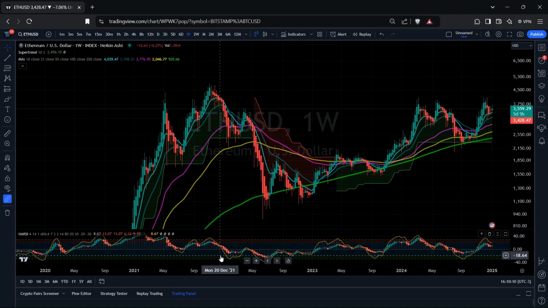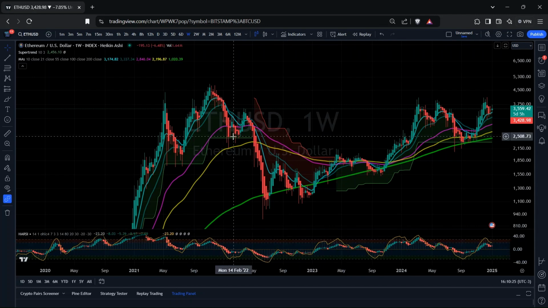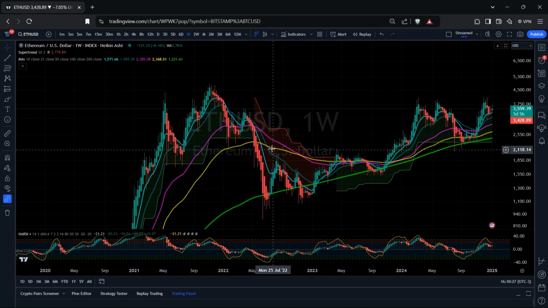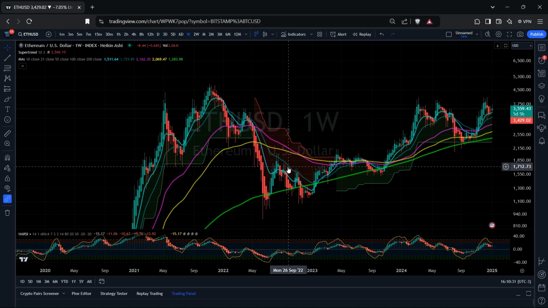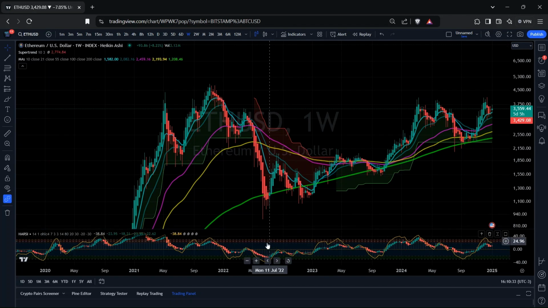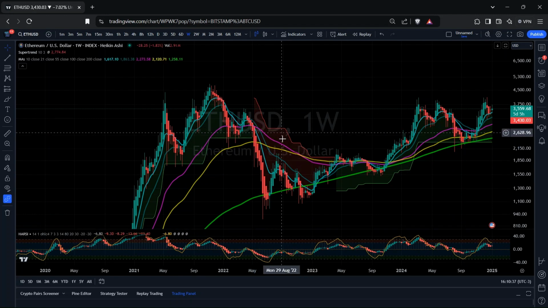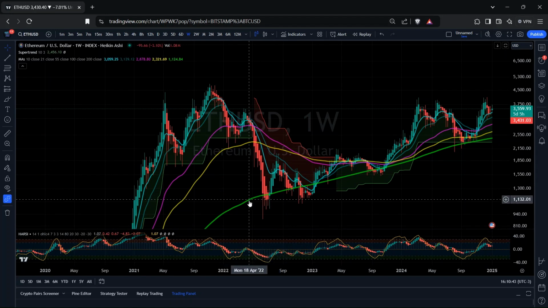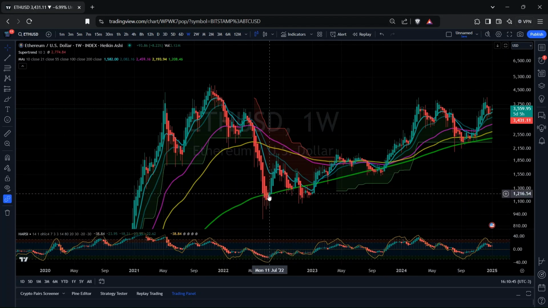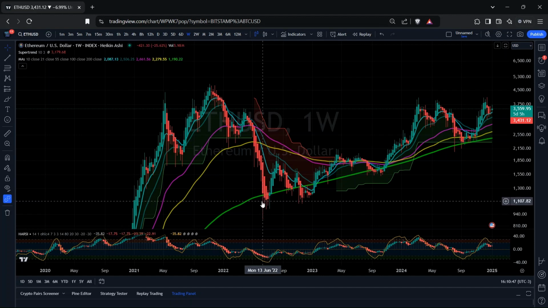When it enters this green area here, wait until the SuperTrend indicator is in the red zone. You wait for this area, and you buy when it's in the SuperTrend red zone, the oversold area on HARSI, below the 200 SMA. Guys, this is the perfect entry on Ethereum, and you can use it for other tokens as well.